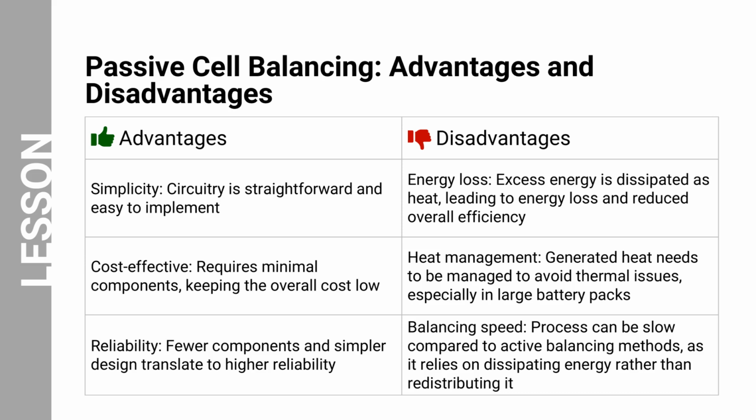Heat management. Because passive balancing generates heat as it dissipates excess energy, managing this heat is critical, especially in large battery packs. Inadequate heat management can lead to overheating, which can damage cells and reduce the battery pack's lifespan. Balancing speed. Passive balancing is slower than active balancing methods. This is because it relies on discharging the excess energy as heat, which takes more time. In scenarios where cells need to be balanced quickly, passive balancing may not be the most effective solution.